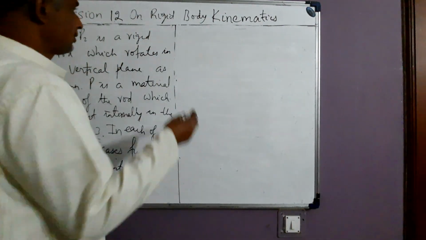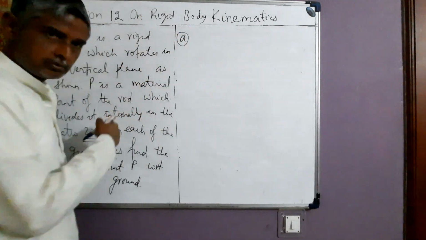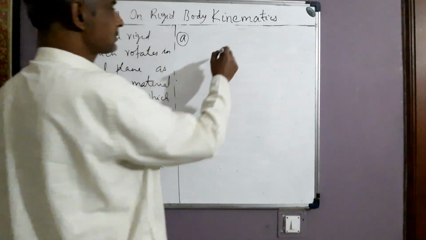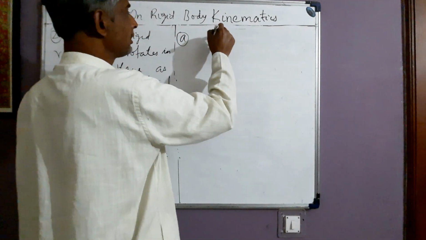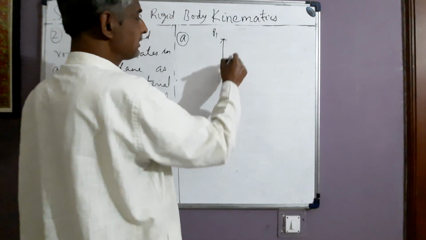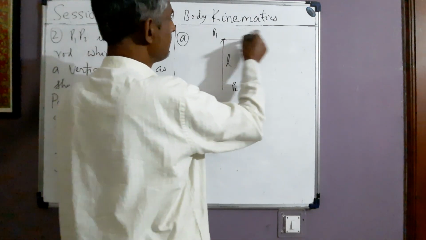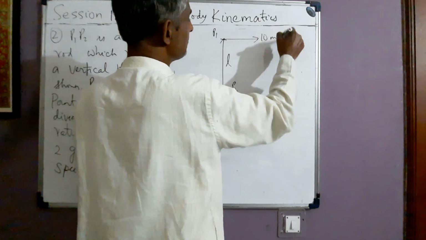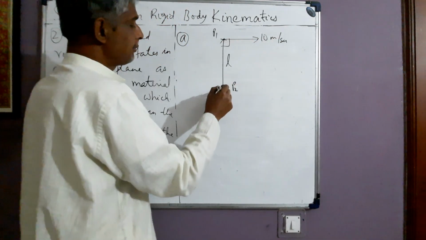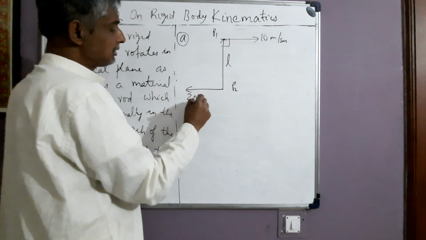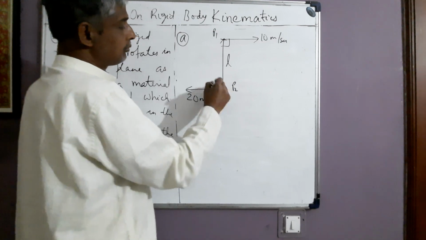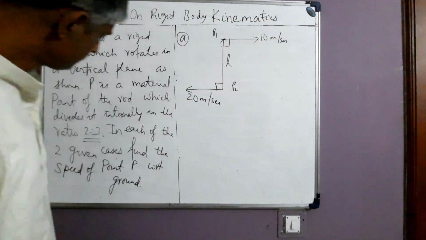So two problems will be given. Problem A is this. This is the rod P1, P2. Length L is given, constant. P1 has a velocity of 10 meter per second rightward. P2 has a velocity of 20 meter per second leftward. Both the velocities are with respect to ground.